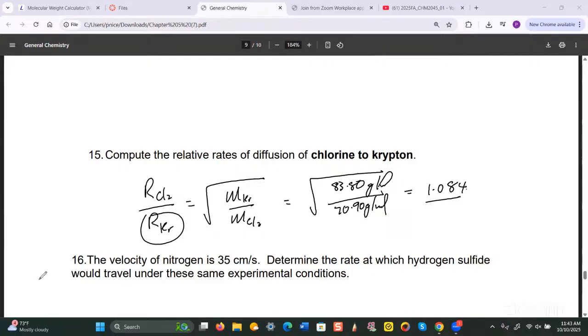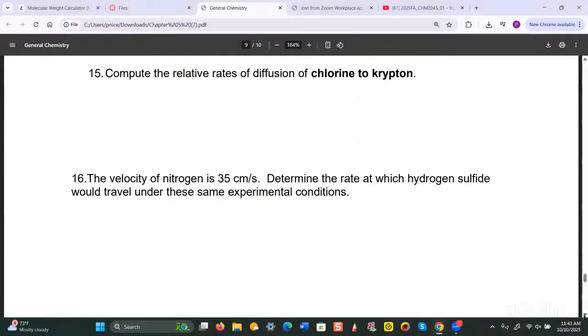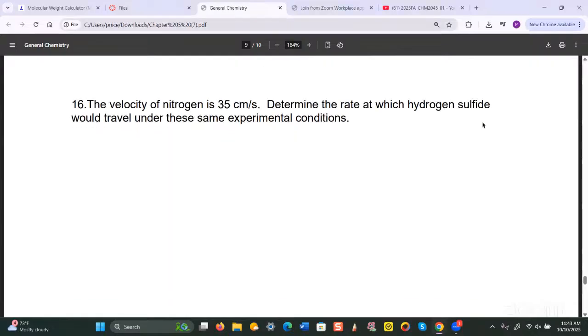So let me clear this and move on to question number 16. Now, in the case of question number 16, they gave you the speed of presumably a nitrogen molecule, right? So this is one way of measuring the rate of effusion because the rate is basically correlated to the speed of the molecules. So this is the velocity of nitrogen, and it's asking for the rate at which hydrogen sulfide will travel under the same experimental conditions.